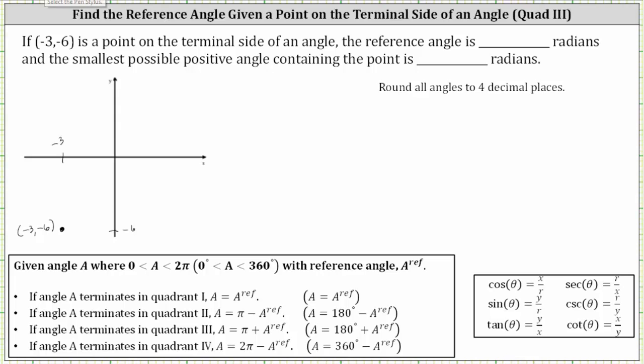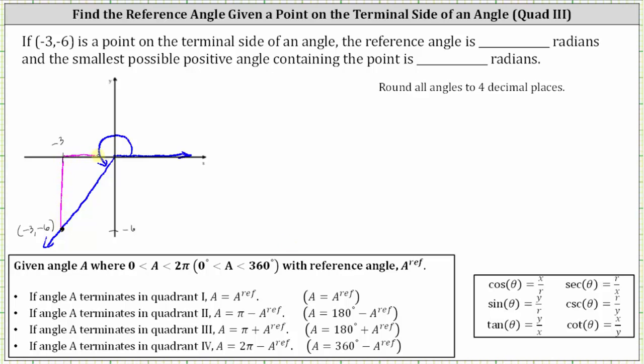The initial side is along the positive x-axis. Rotating counterclockwise, the terminal side would pass through the given point. This is the smallest possible positive angle passing through the given point. From here, let's sketch the reference triangle. To do this, we sketch a perpendicular segment from the point to the negative x-axis.